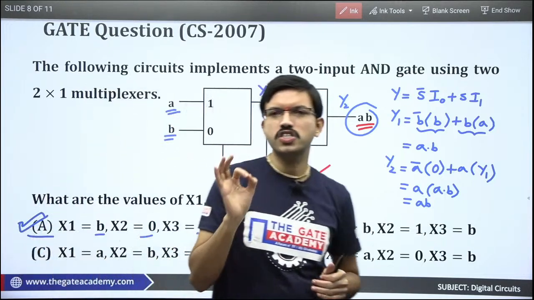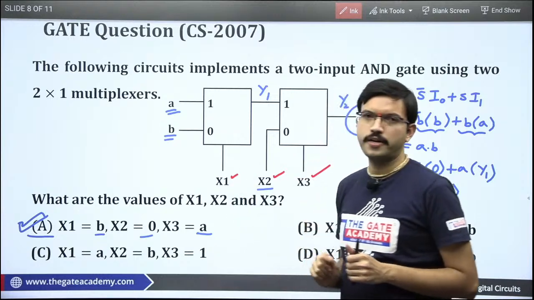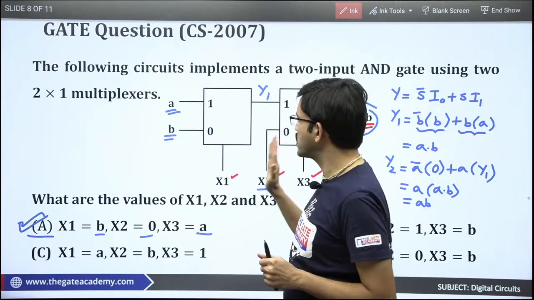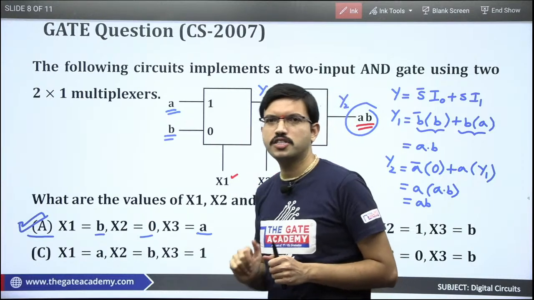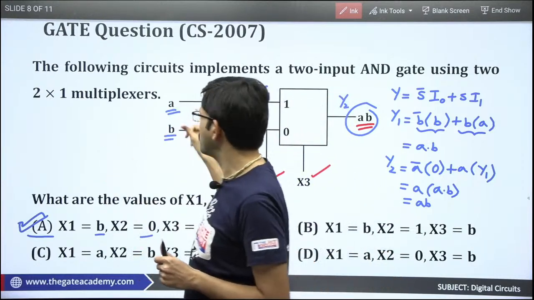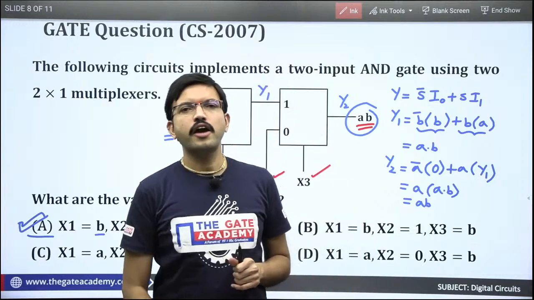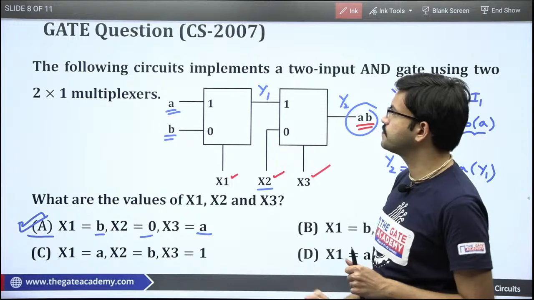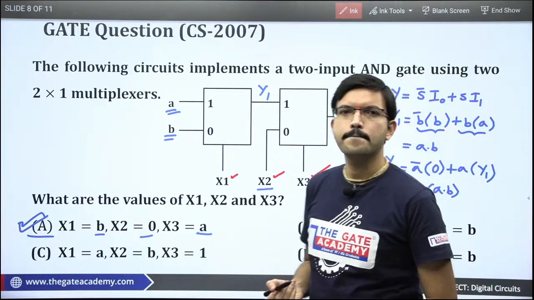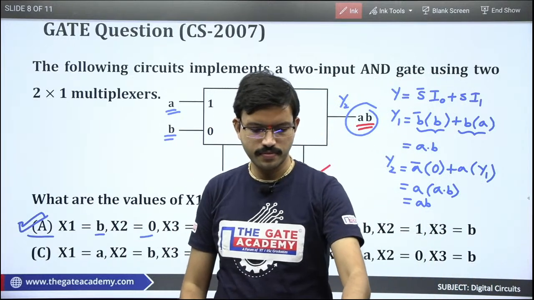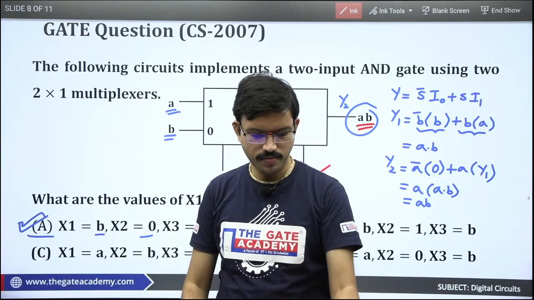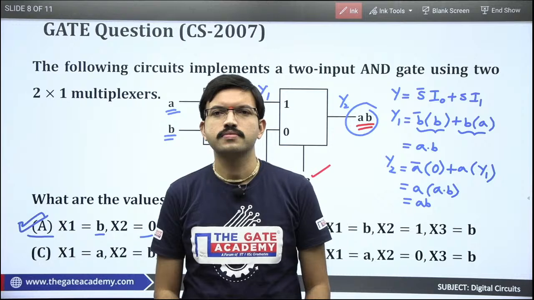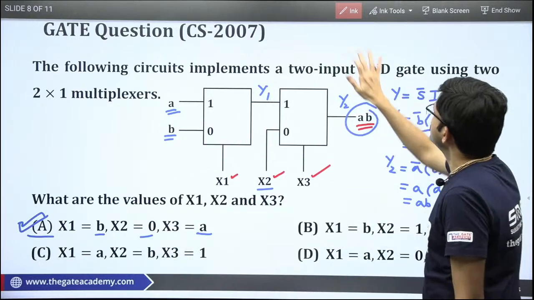The mux functionality is always decided by the selection line. If the selection is 0, I0 will be converted to the output. If the selection is 1, I1 will be converted to the output. No matter where they have represented. I hope it is clear for everyone. If you are having any doubt, you can ask. Okay, we'll proceed to the next one.